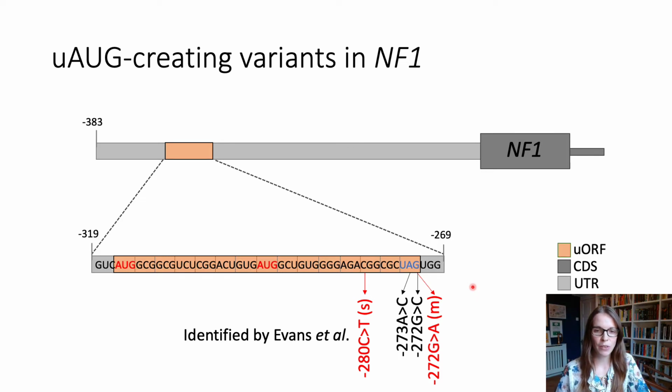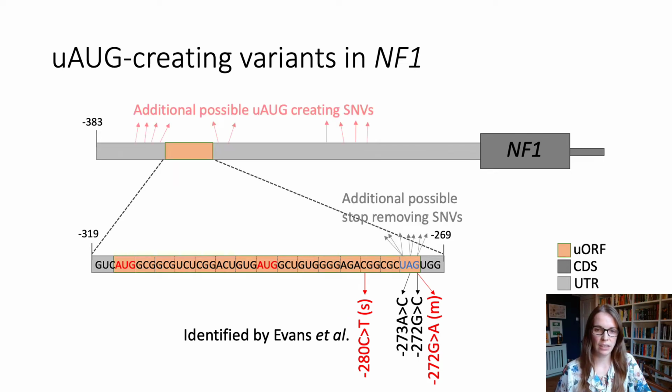And given that we know the effect that these variants have, we might also expect that other mutations within the NF1 5'UTR that have the same impact would also cause disease. I'm just showing you these here. There are multiple other possible AUG creating variants across the 5'UTR, and multiple different SNVs that would also knock out this stop codon. And these are just the SNVs. There are also multiple different indels that would have similar impacts.